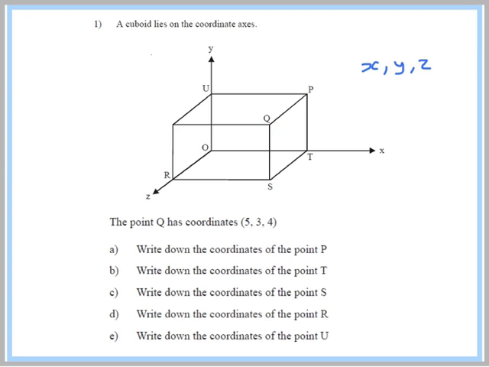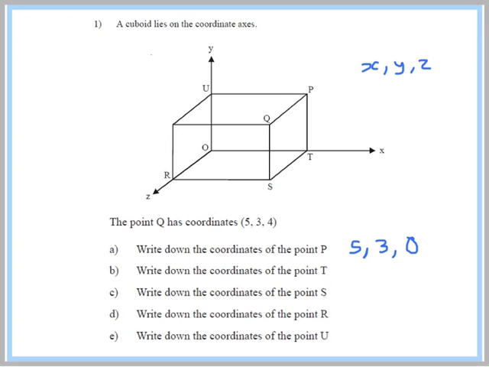So we need to begin by working out the coordinates of the point P, which is over here. So first of all, it's going to have the same x coordinate as Q, so it must begin with a 5. It is also at the same height vertically as Q is, so the y coordinate must also be 3. But the only difference is that P has not travelled along the z-axis at all, so it must still be 0.